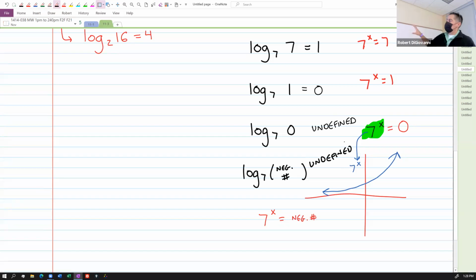Now, I will summarize that later, okay? We actually are going to have some domain restrictions on the log function, but we'll get to it in a minute.